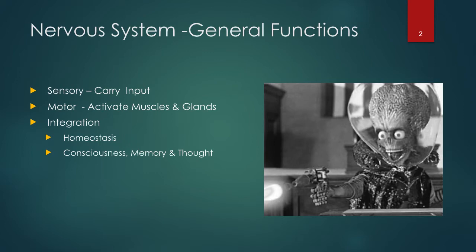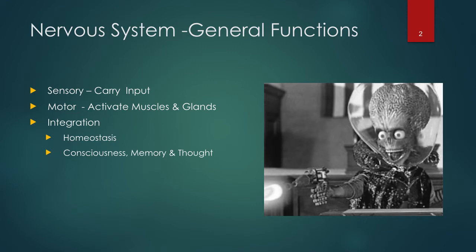Secondly, the nervous system carries motor input. This motor input is sent from the nervous system to other organs, and so it's controlling other organ systems. This would include the muscles and particularly the glands. And so a lot of what the nervous system does is receive information and then send out information to control other organs. Then the third thing it does is it integrates information.